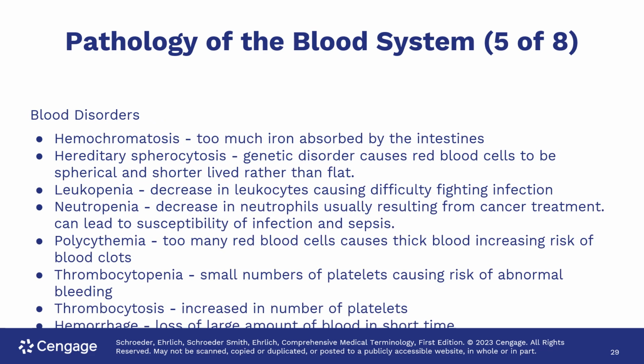Here are some other disorders. Look at the suffixes. Penia is decreased. Osis is a disease condition. So pair it with a root. Leuc is white, O is the combining form, and penia is decreased. So decreased in leukocytes or white blood cells. Thrombocytopenia is about thrombocytes in a decreased amount.